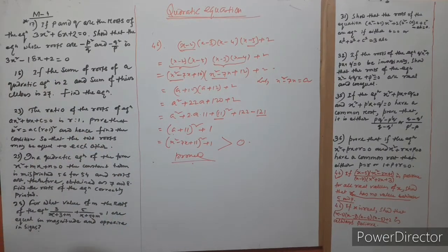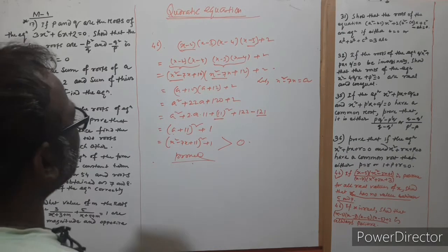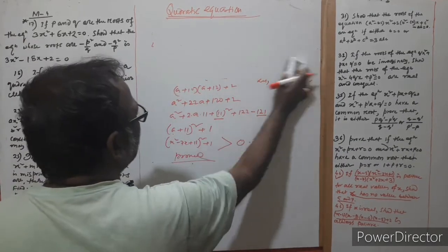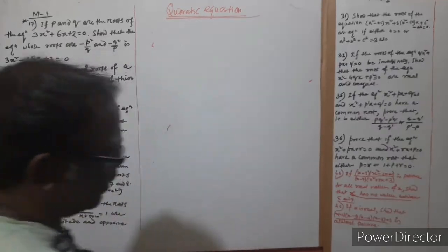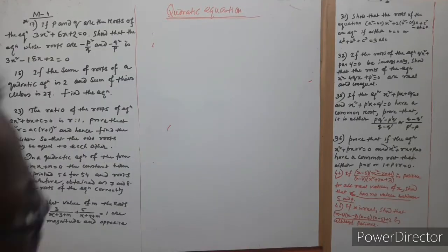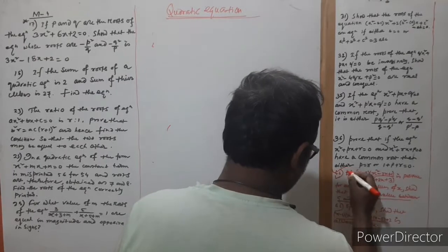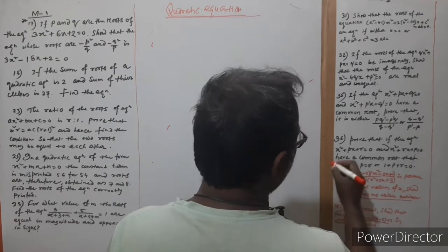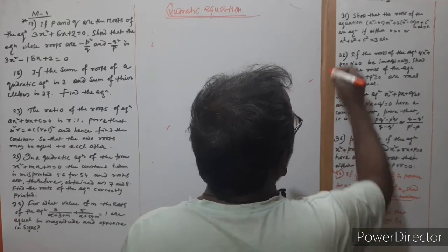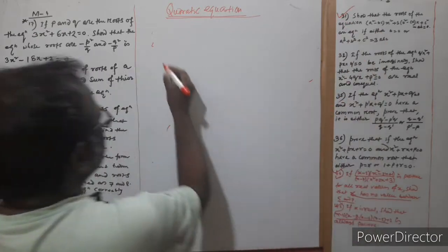Okay, see the solution here carefully. And now 44 and 46 are done. Now proceed to the 31st.